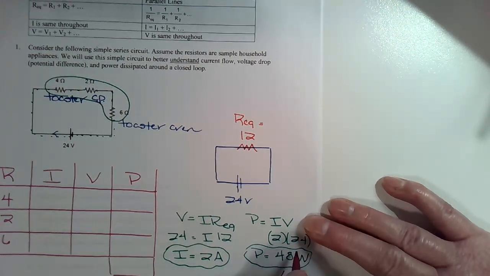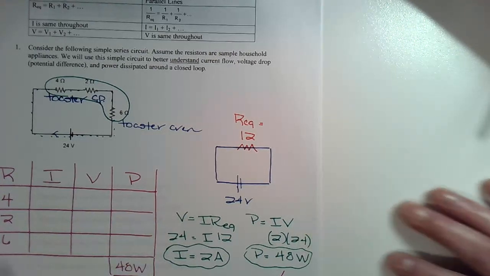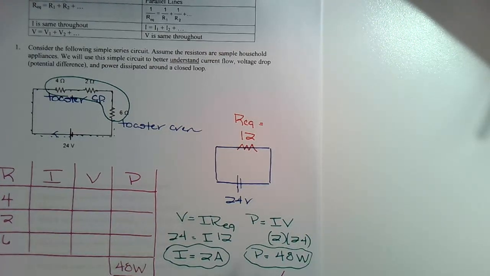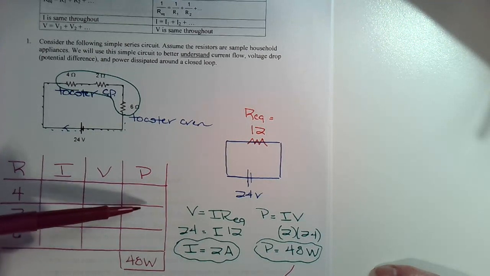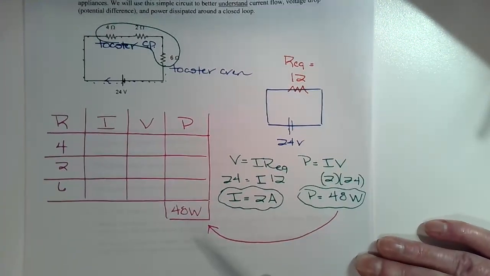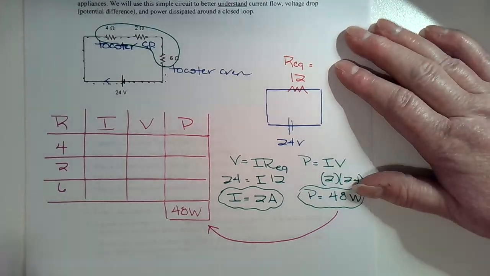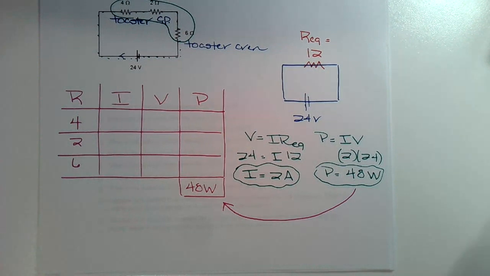That means that my circuit, when I have everything plugged in, is going to draw 48 watts of power. And so I can use that answer to check my work. When I'm all done with my circuit chart, if I add up all the power values, they should add up to 48. And if they add up to 48, that lets me know that my work is most likely correct.